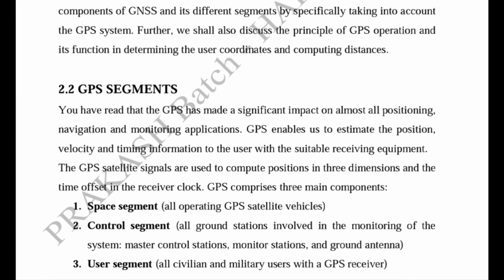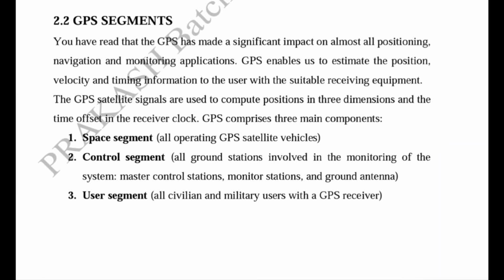So today we will study about the GPS segments. As we already know, there are three types of segment. First one is the space segment, second is the control segment, third is the user segment. And these segments consider the whole part of the GPS operation. With the help of GPS, we can calculate our positioning, navigation, or timing information very accurately with the help of some type of receivers.